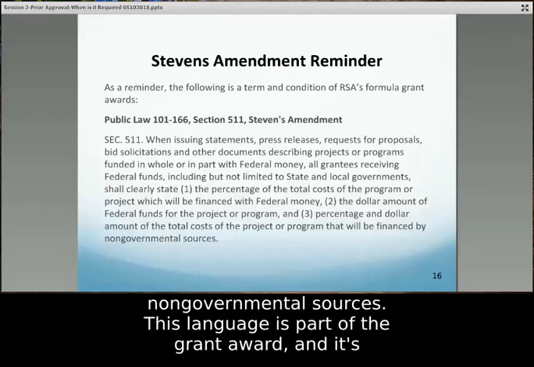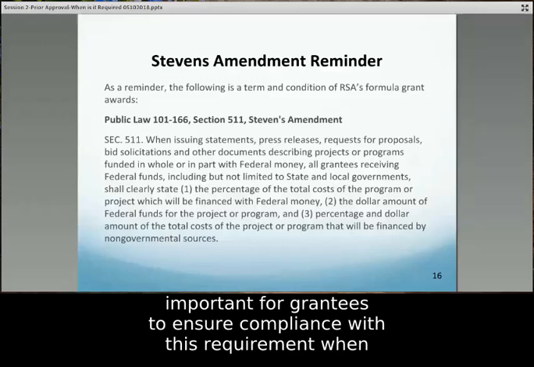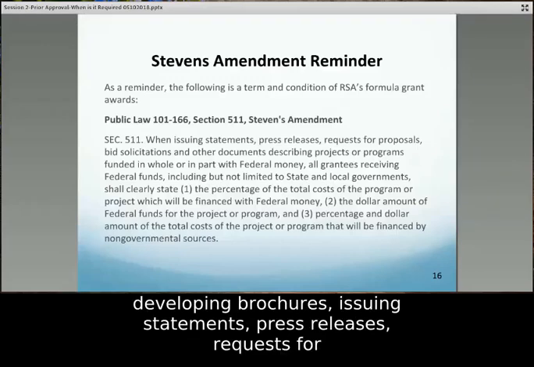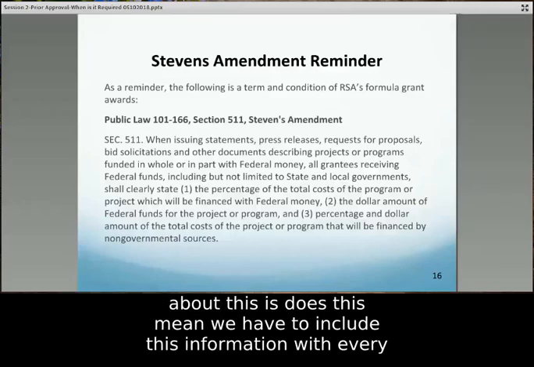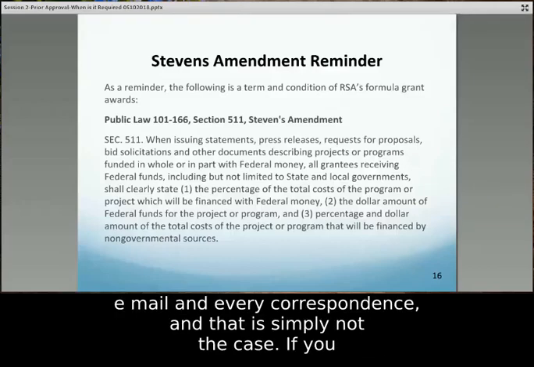This language is part of the grant award, and it's important for grantees to ensure compliance with this requirement when developing brochures, issuing statements, press releases, requests for proposals, and bid solicitations. One of the questions we did get about this was, does this mean that we have to include this information with every email and every correspondence? And that's simply not the case.